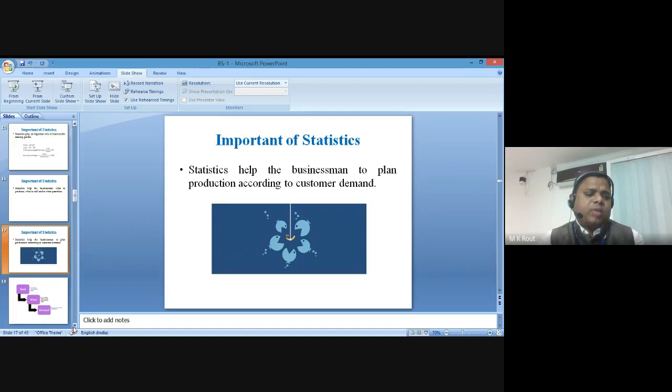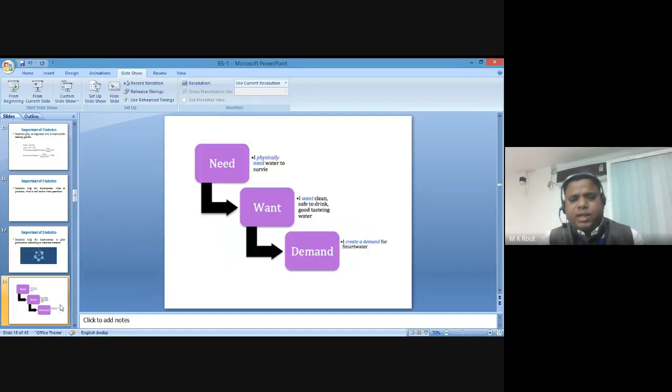Then moving to the next one. So here is a typical example of how the demand information is segregated. Suppose a glass of water is there. In case of need, I physically need water to survive. This is the need from the customer. If you segregate the demand from the customer's point of view, I physically need water to survive. This is the need. But in case of want, I want clean, safe to drink, good tasting water.